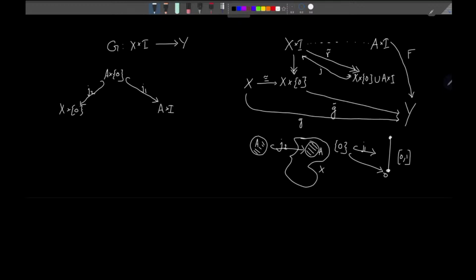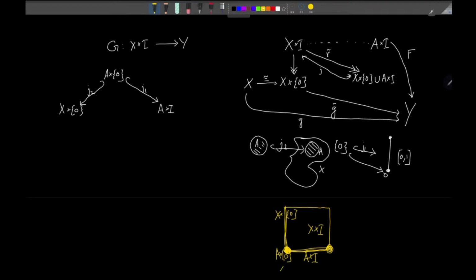It is probably a good idea to have an actual image in mind. The image I want to look at is the space X being this line, and A being this, and this is A cross I, this line. So this is A cross 0, and this is X cross 0. This is the image I'm after, and this thing right here is the entire X cross I. So we inject A cross 0 into X cross 0, and we inject A cross 0 into A cross I.